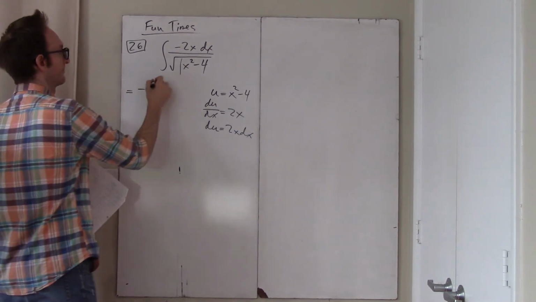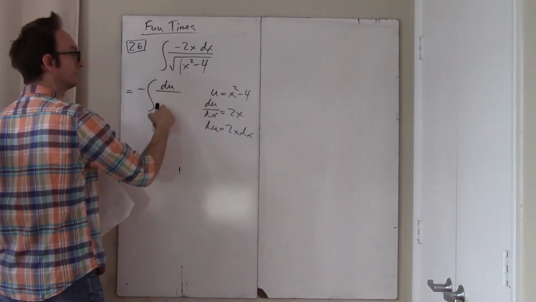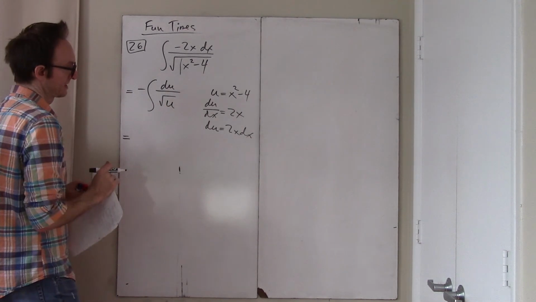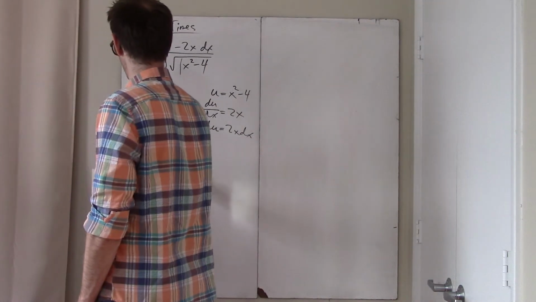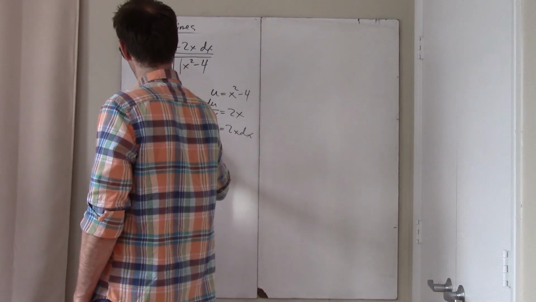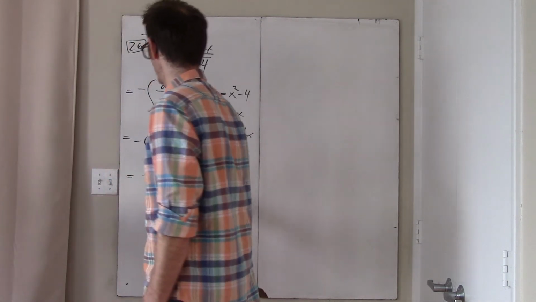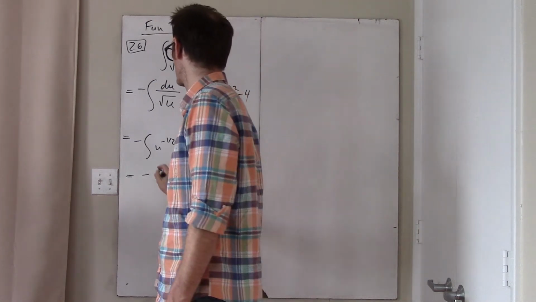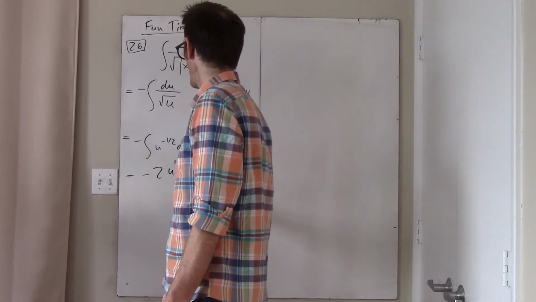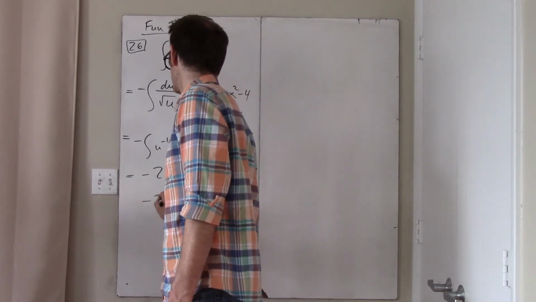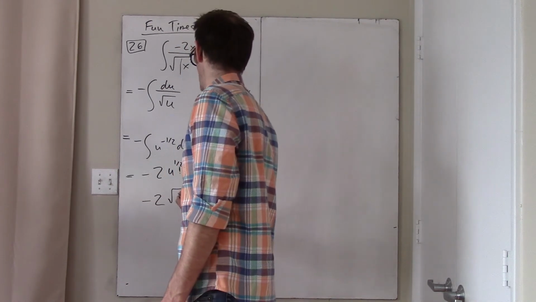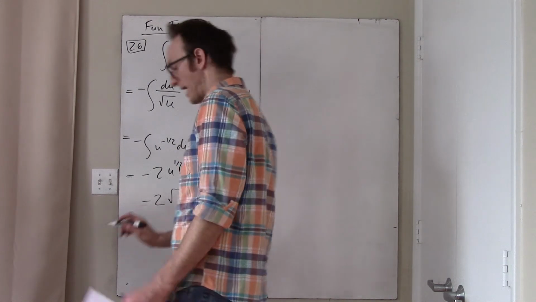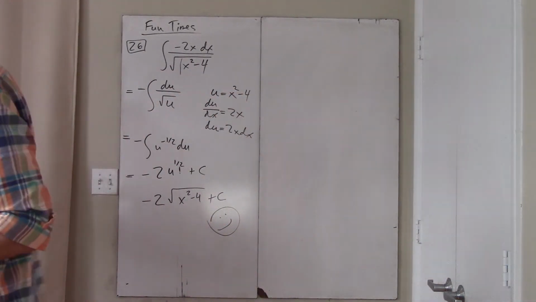So what do I do? I take out the negative. This is kind of a silly problem. And I get du over root u. And that is negative u to the negative 1/2. And the antiderivative of u to the negative 1/2 is u to the 1/2 divided by 1/2, so it's 2 u to the 1/2 plus c. So this whole problem becomes negative 2 root x squared minus 4 plus c. Okay, good. All right, that completes page 4.